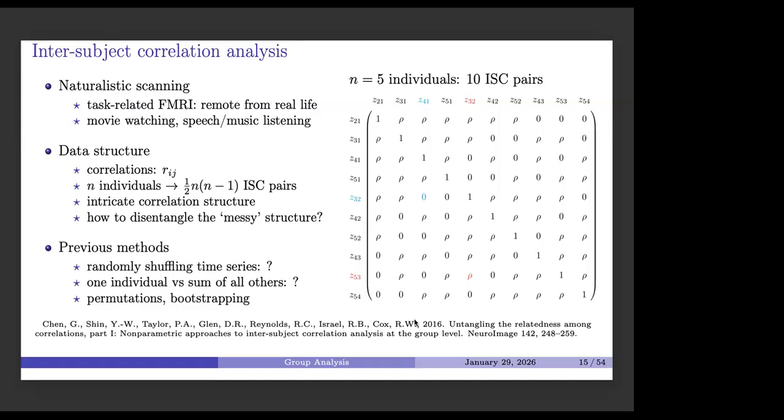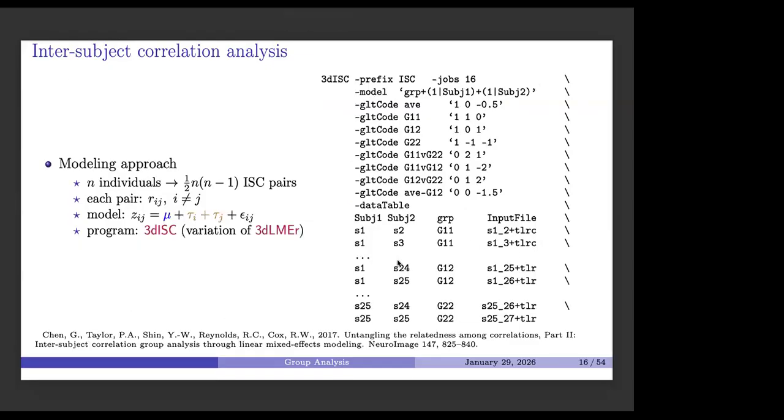How do we perform such a group-level analysis? Those 10 pairs are not independent of each other. That's why this matrix shows the complex correlation structure for those correlation values. So it's a little bit complicated. That's why this program, 3dISC, was created to handle that scenario, because those pairs are not independent of each other, so there's a hierarchical structure. That hierarchical structure is shown in this model formula. Each pair we decompose into 4 components. There's the group average, that's the blue one.